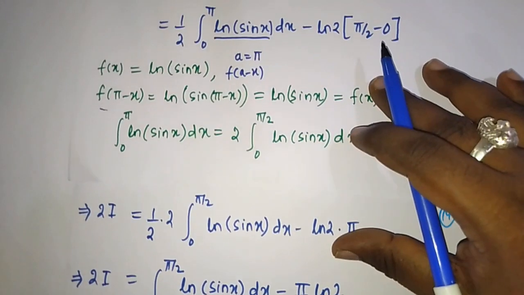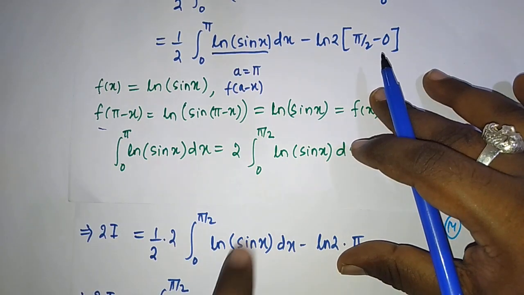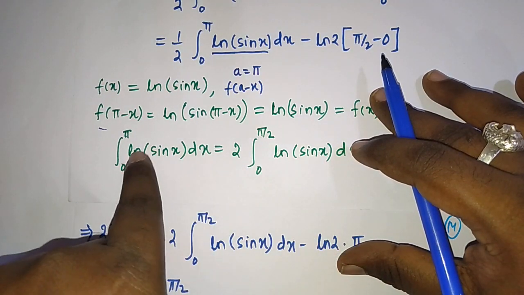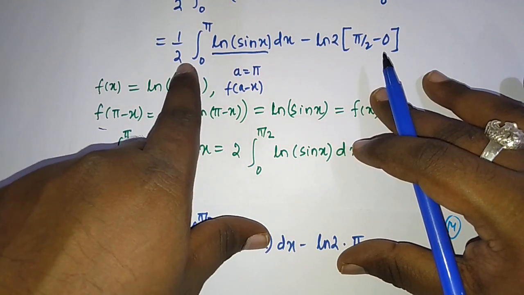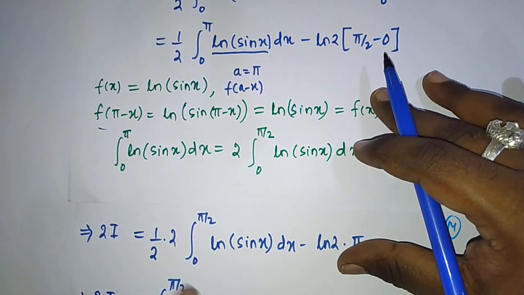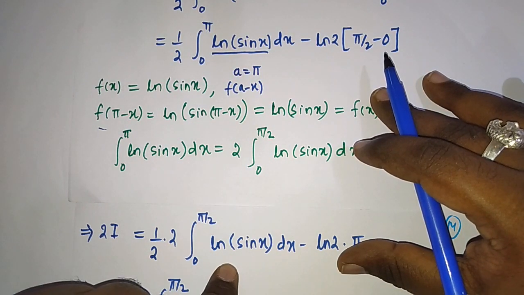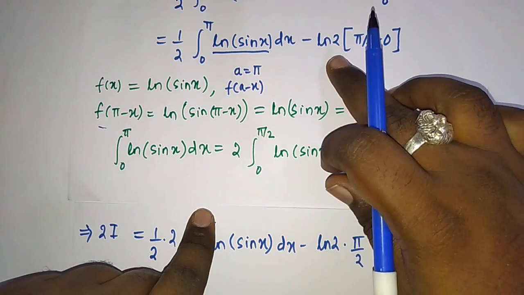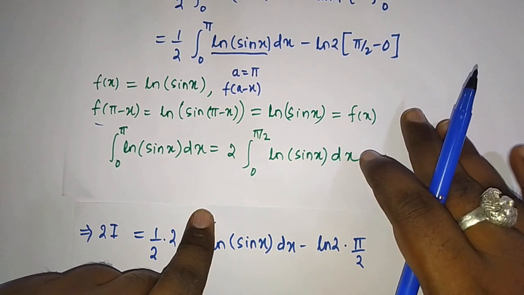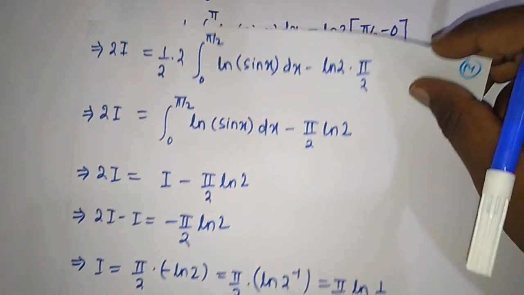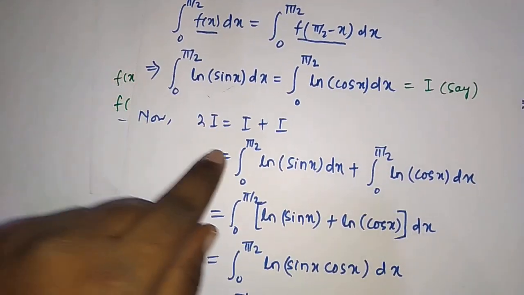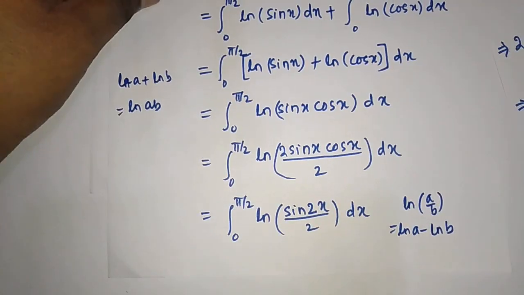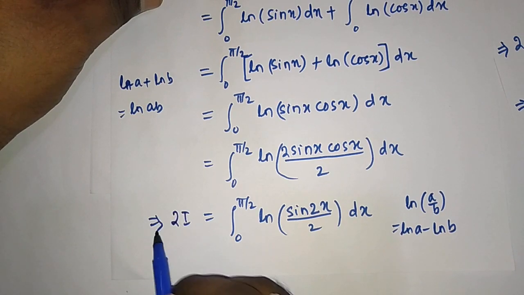After putting, see, in place of this we will put this thing, because we have found this value is equal to this value. Now this is equal to 1 by 2 into 2 into integration of ln sin x from 0 to pi by 2, and here ln 2 into pi by 2 is there. Okay, and from the beginning we are taking 2I in the left hand side. From the beginning you can see, here is the beginning, we have taken 2I equal to I plus I.